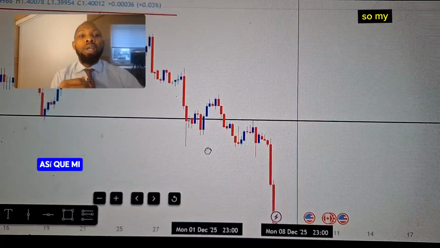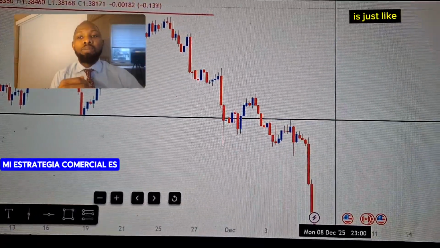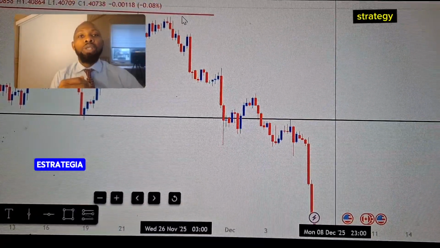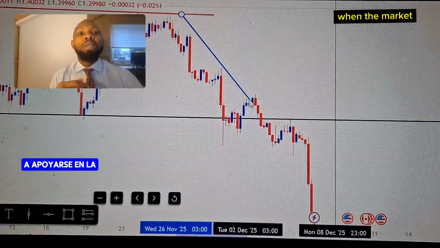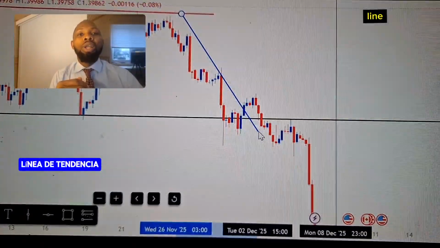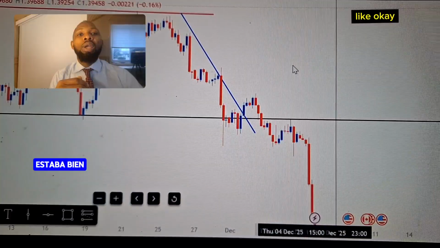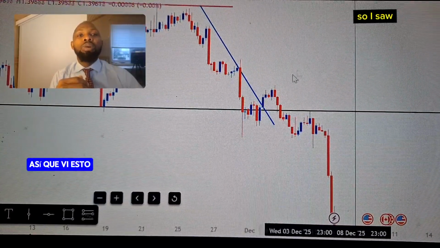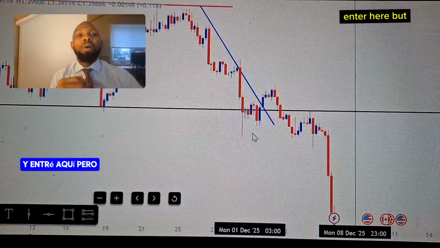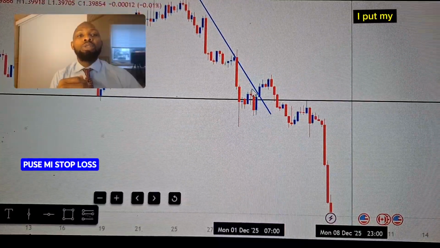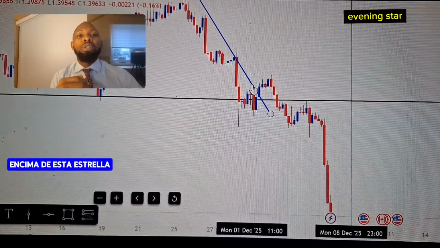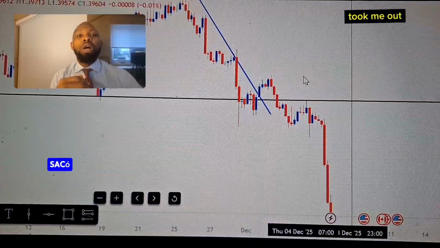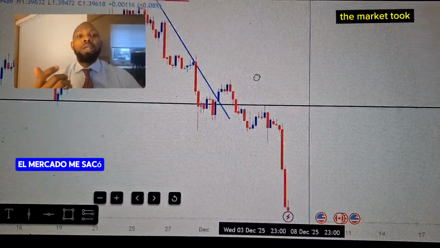My trading style is just like the lean on me strategy, when the market tends to lean on the trend line. So I saw this and I was like, okay, this is actually going to be good. I entered here, but what happened? I put my stop loss on top of this evening star, and the market took me out. That is what I explained earlier. The market took me out.